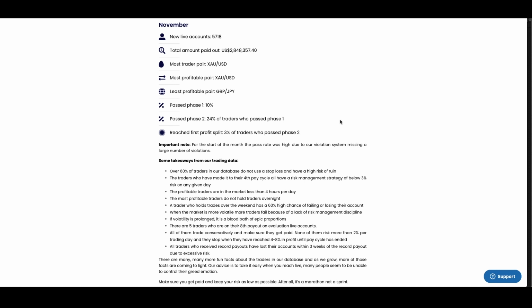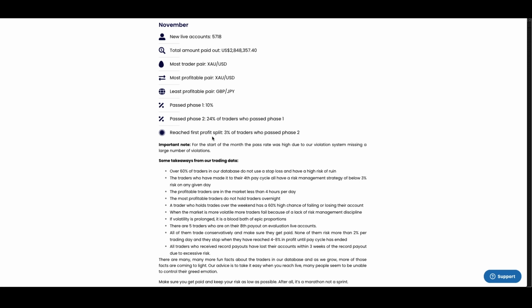Don't expect to pass straight away, because there is a percentage of people that won't. But if you continue to stay within your consistency and you pay attention to the risk that I teach in my mentorship, you will be able to pass these accounts eventually. As you can see here in phase 1, only 10% of people that applied for the account managed to get past phase 1. Only 24% of that 10% managed to pass phase 2.